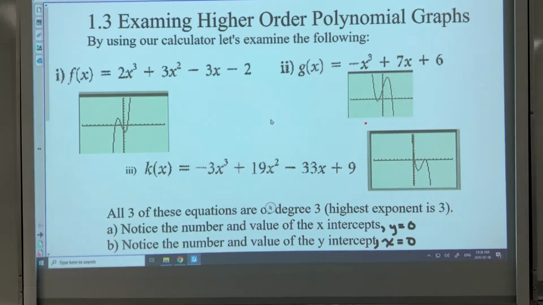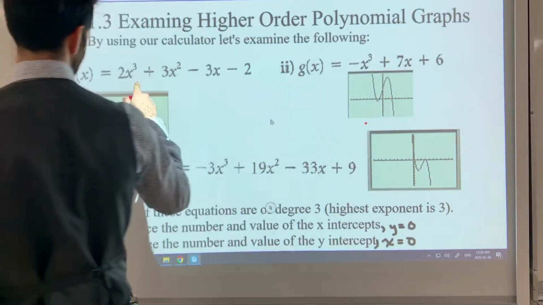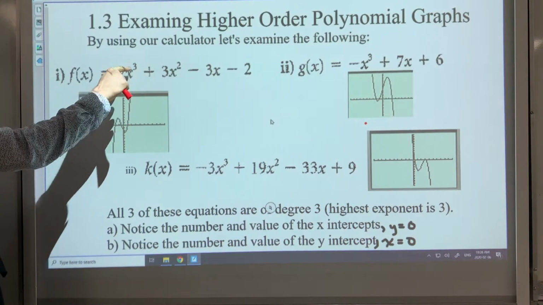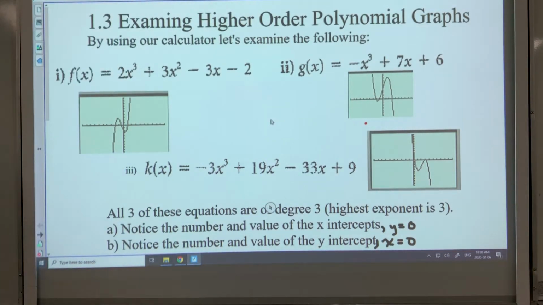No, just kidding. We're going to look at higher order polynomial graphs. Higher order is anything that's 3 or higher. So when I say higher order, I mean the highest degree exponent, 3 or higher, you're going to get these funky looking graphs. Okay?